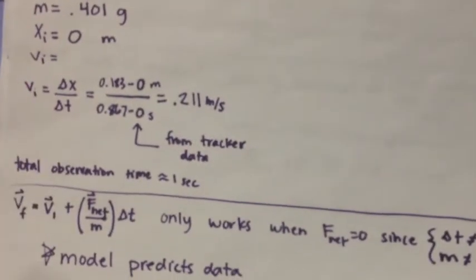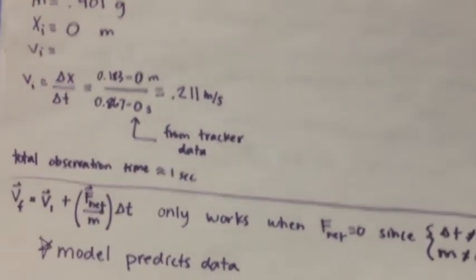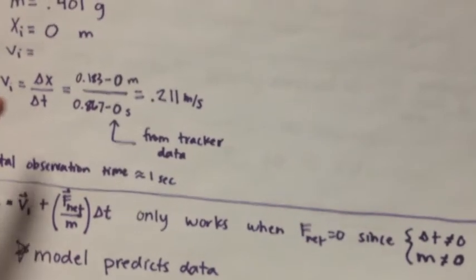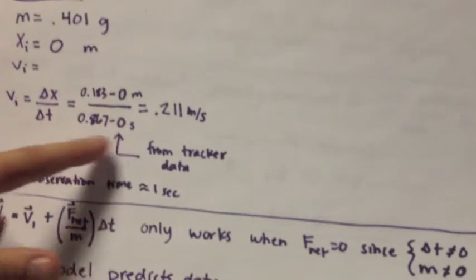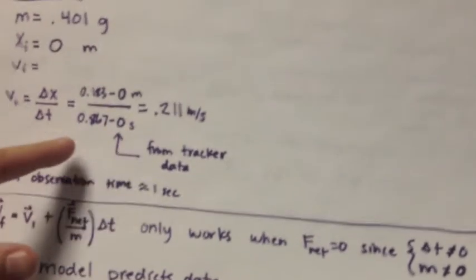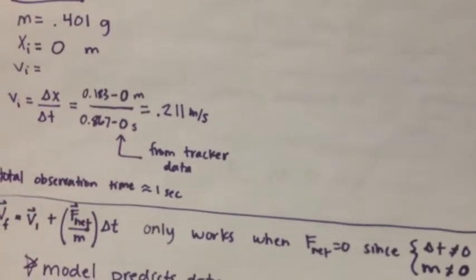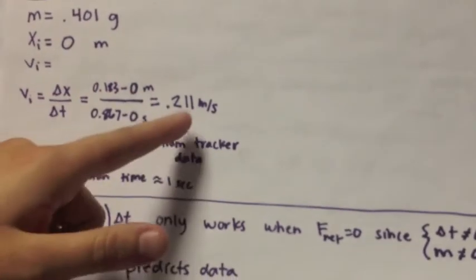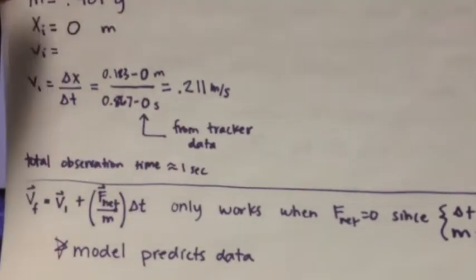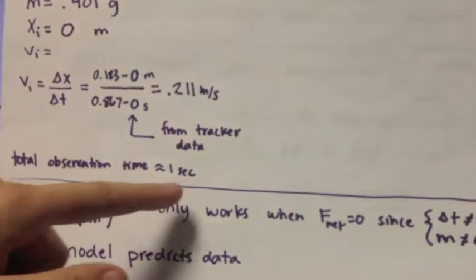The initial velocity should be the same as the final velocity since it's a constant velocity. And we found that by using the change in position over the change in time. From the tracker data, the change in time was the whole clip, and the change in position was from the beginning of the clip to the end of the clip. And we got 0.211 velocity. And then the observation time was about a second.